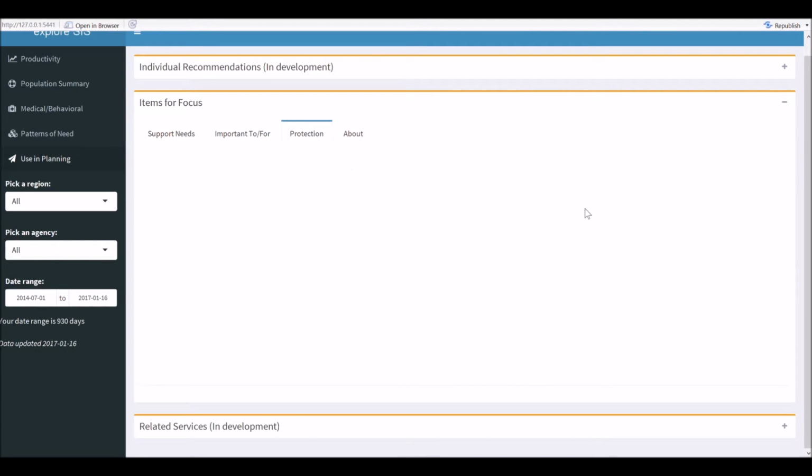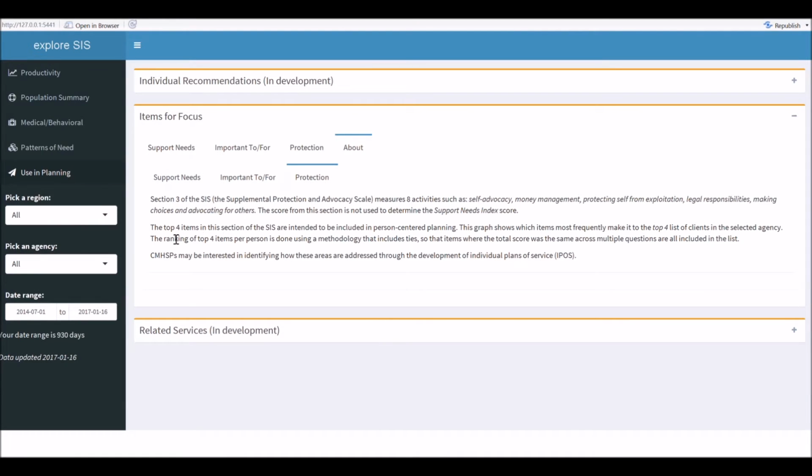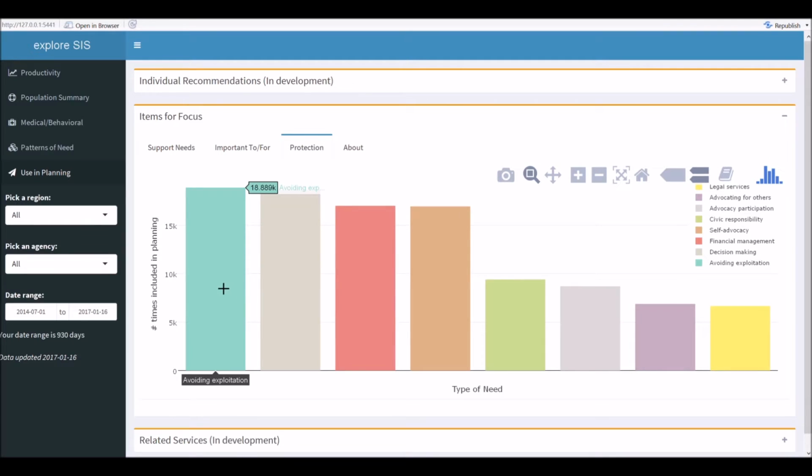We also have just a brief summary of items from that section 3. This is just the number of times. In the rules for administering the SIS, or the suggestions that come along with it, the idea is that, as noted here, the top four items in this section of the SIS should be included in person-centered planning. So this is the number of times that a particular item from the protection and advocacy section met that threshold of being in an individual person's top four, and therefore being recommended for inclusion in the person-centered planning process.